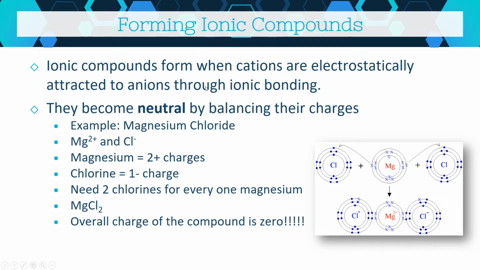So magnesium has 2 positive charges, and chlorine has 1 negative charge. Now, if you put just one of each together, you're going to have more positive charges. So what you actually need to do is have 2 chlorines for every 1 magnesium. That means you've got 2 negative charges and 2 positive charges, and they'll cancel each other out, and you'll get an overall charge of 0.